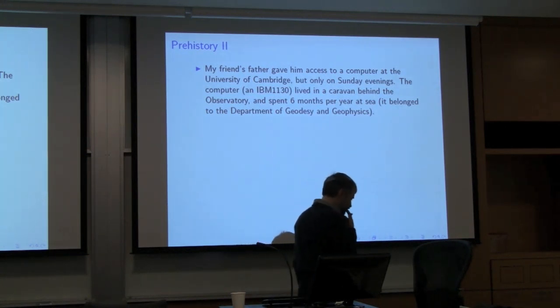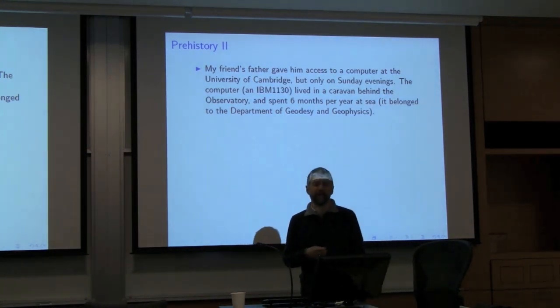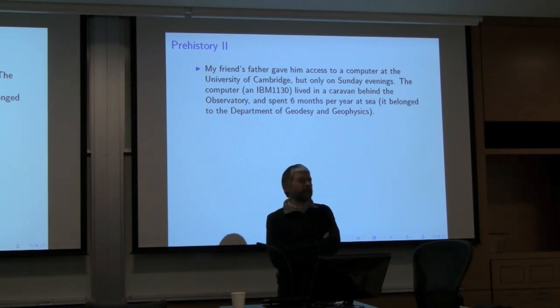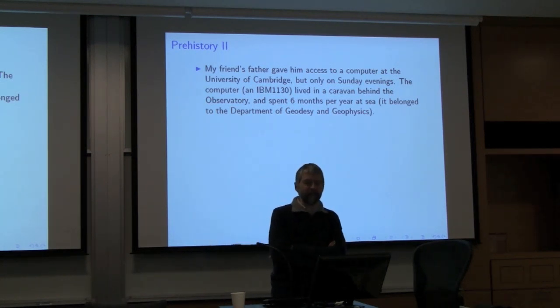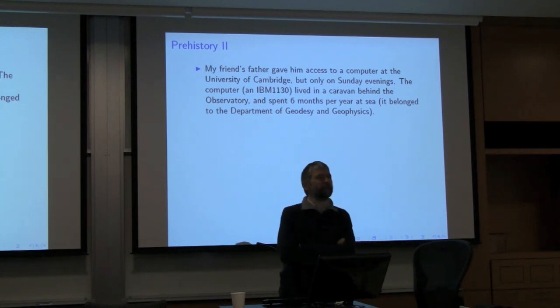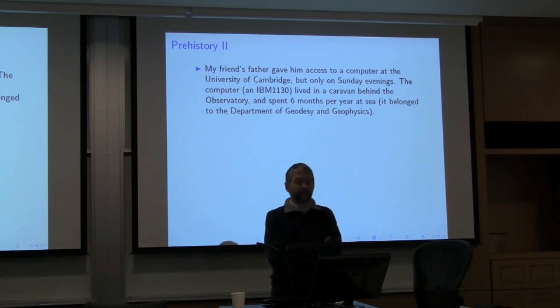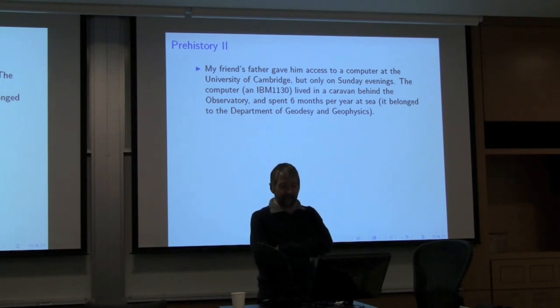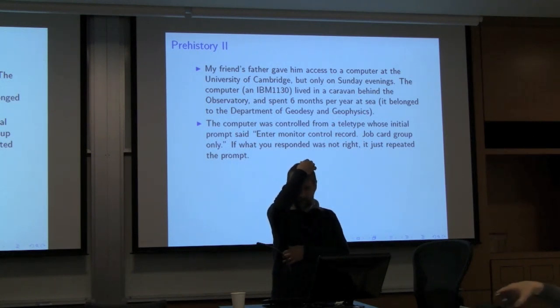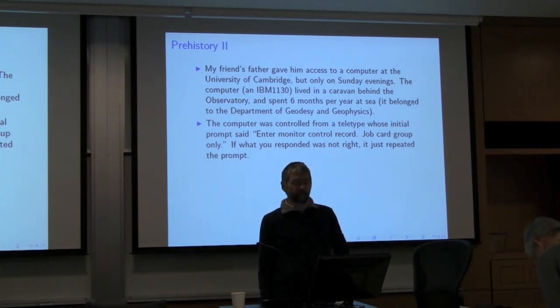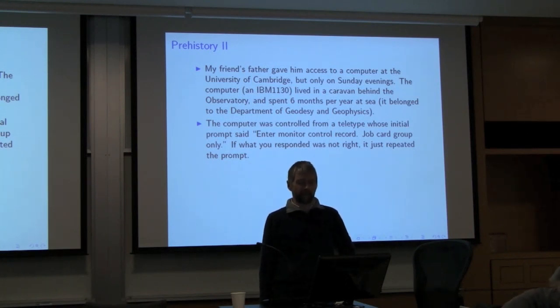So the reason why we had access to a computer at all back in 1970-ish is that I grew up in Cambridge, England. My father was useless, he was a linguist, so he didn't know anything about computers. But my friend's father worked in the Department of Geodesy and Geophysics, and they had a computer that lived in a caravan that spent 6 months a year out at sea plumbing the ocean depths, and the other 6 months of the year parked behind the Cambridge Observatory. And they let us in on it on Sunday evenings. So I used to cycle out there behind the observatory and let us into this caravan, where there was an IBM 1130 that took this paper tape.